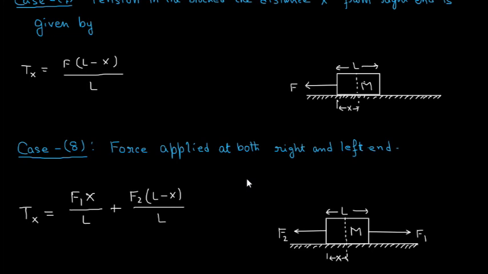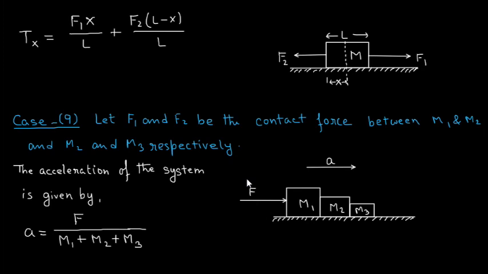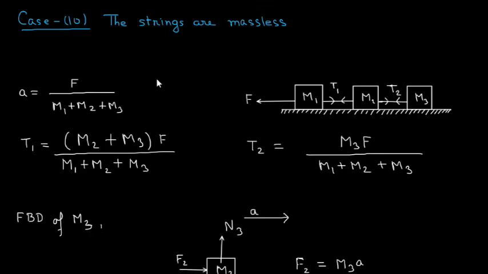Case 8. Force applied by both right and left end. The tension Tx is equal to F1x upon L plus F2(L minus x) upon L. Case 9. Let F1 and F2 be the contact force between m1 and m2 and m2 and m3 respectively. The acceleration of the system is given by a is equal to F by m1 plus m2 plus m3. Case 10. The strings are massless. Then for the below figure, we can write a is equal to F by m1 plus m2 plus m3. T1 is equal to (m2 plus m3) multiplied by F upon m1 plus m2 plus m3. T2 we can write m3 multiplied by F upon m1 plus m2 plus m3.